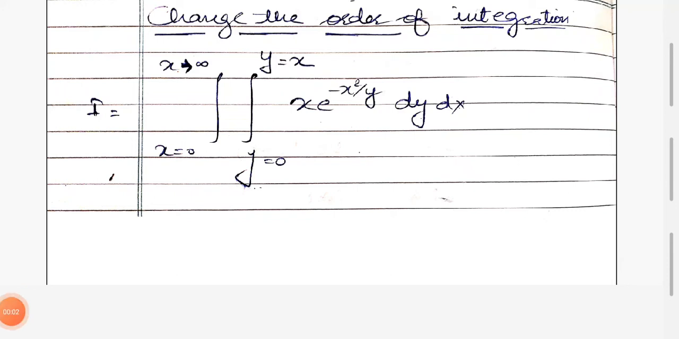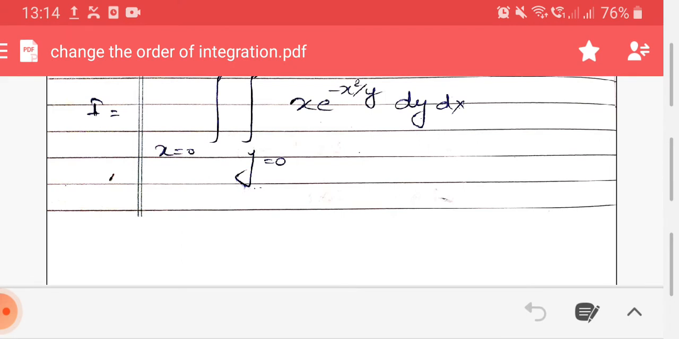Today, I have a problem on change of the order of integration. This is basically a multiple integral problem. So you can see clearly the sum I have in front of me, in which the limits of y and x are given and a general integrand is there. And how to solve this problem?